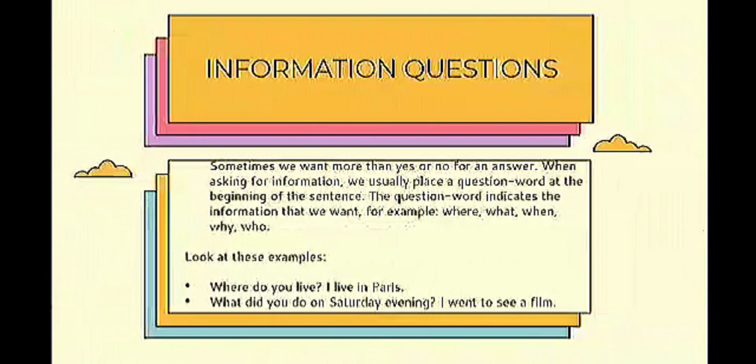Next, information question. Sometimes we want more than yes or no for an answer. When asking for information, we usually place a question word at the beginning of the sentence. The question word indicated the information that we want. For example, where, what, when, why, who.